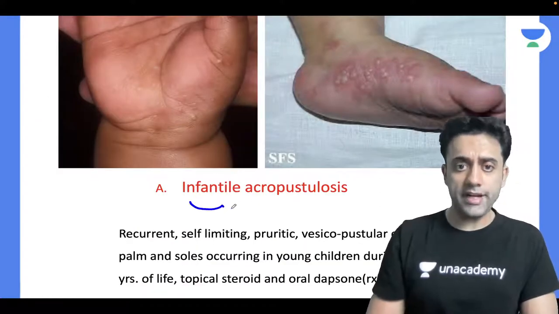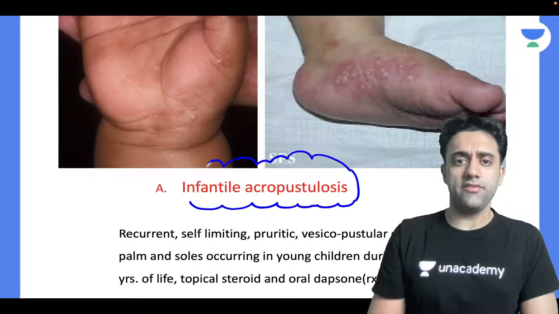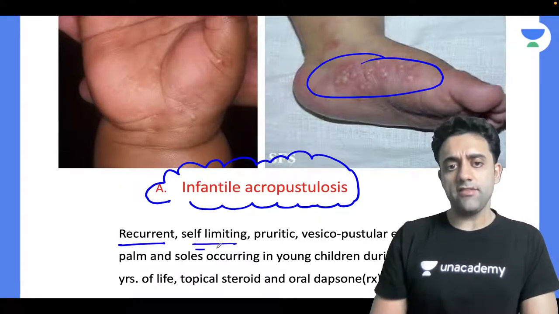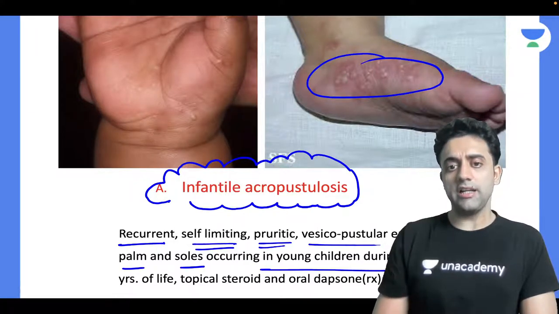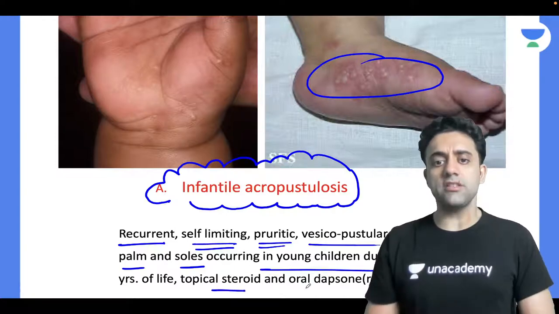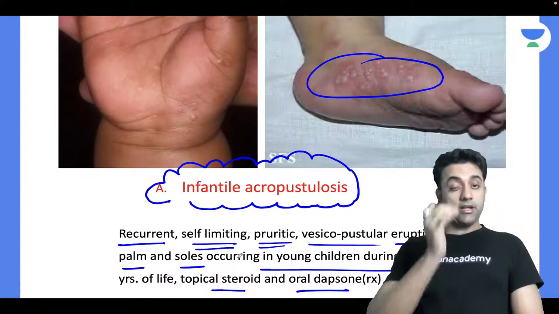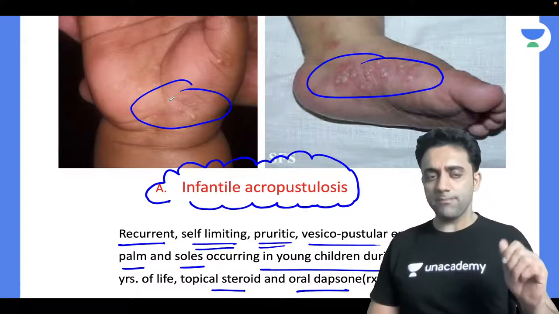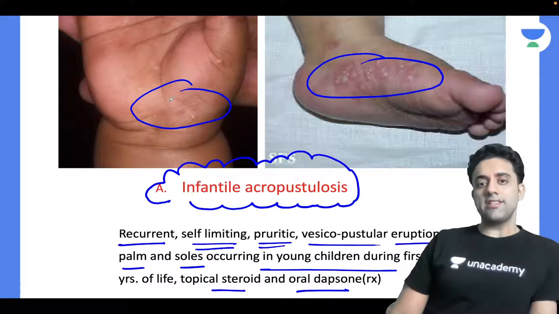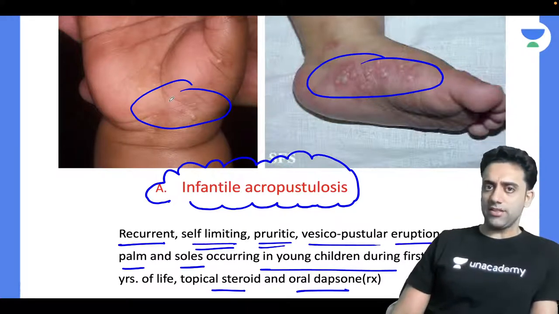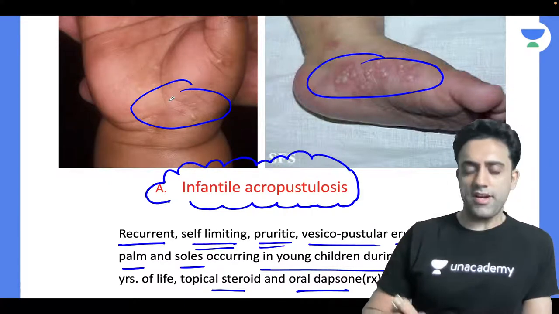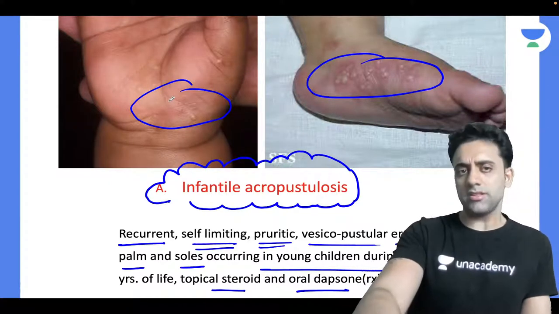This is a very important picture of infantile acropustulosis. It's a recurrent, self-limiting, pruritic, vesicopustular eruption of the palms and soles occurring in young children, and you have to give topical steroids and oral dapsone for that. They are usually recurrent and self-limiting, pruritic, reddish, and vesicopustular. A little watery, a little pus, at the palms and soles, basically in young children. So you have to give steroids for this. This is infantile acropustulosis, and it is abnormal.